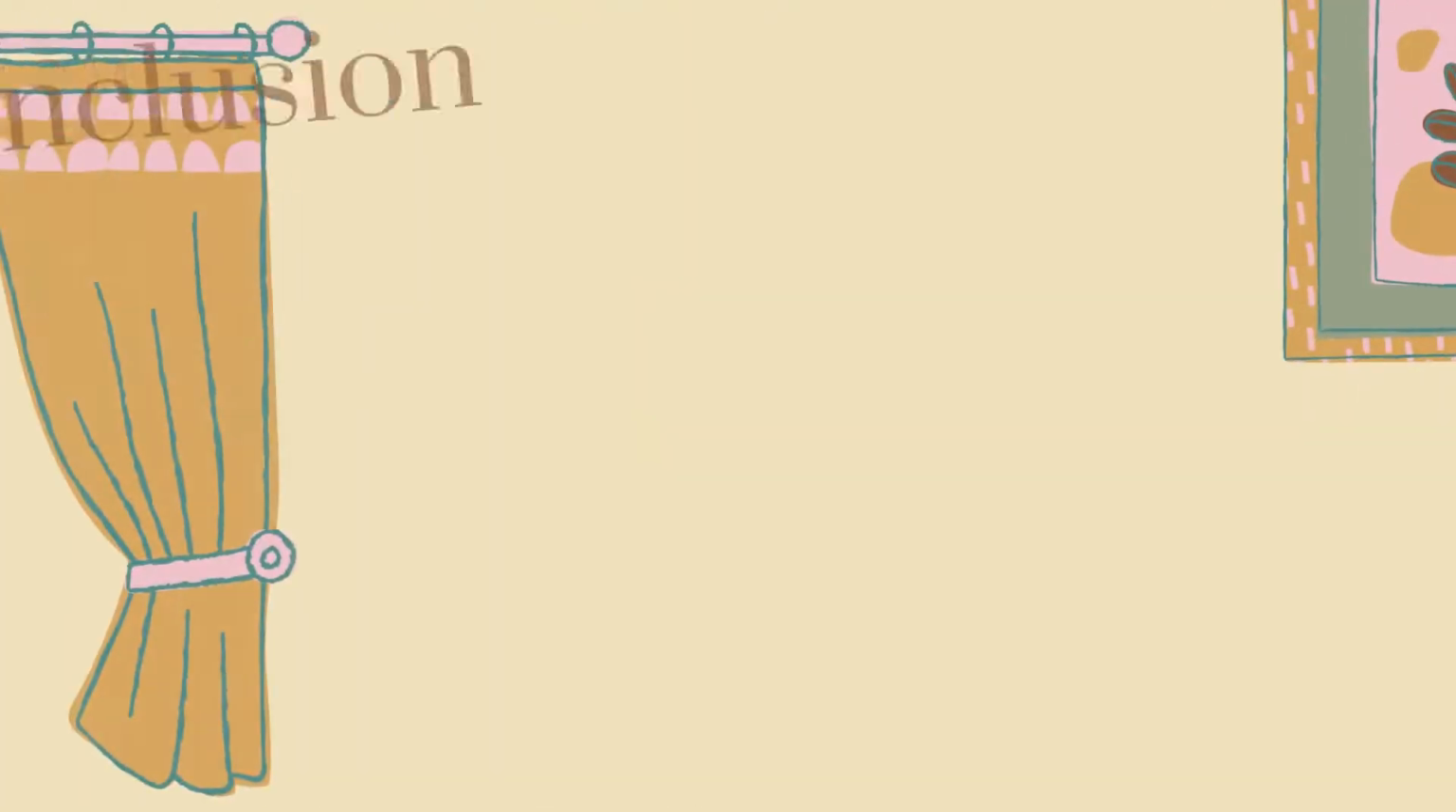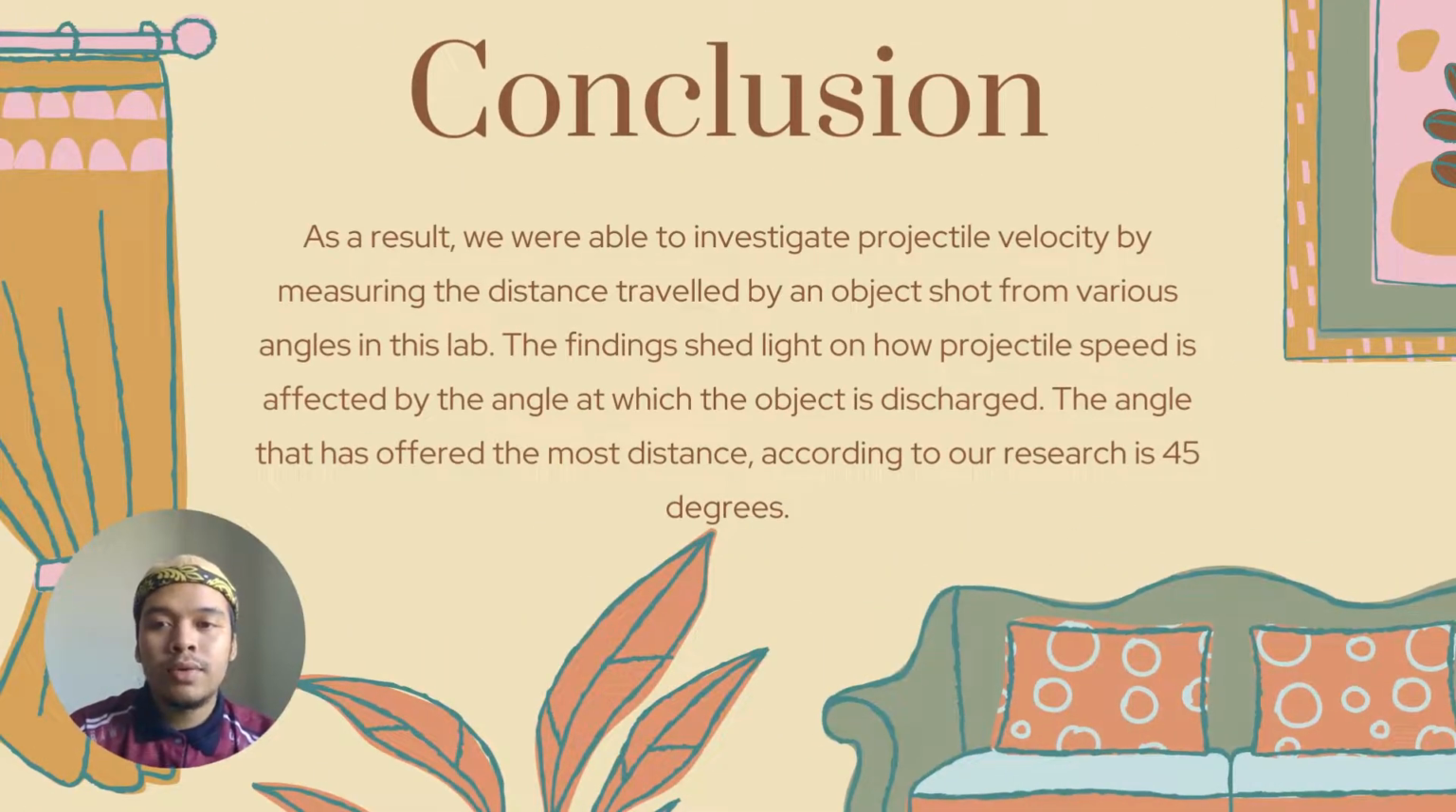In conclusion, we were able to investigate projectile velocity by measuring the distance traveled by an object shot from various angles in this lab. The findings shed light on how projectile range is affected by the angle at which the object is discharged. The angle that offered the most distance, according to our research, is 45 degrees.